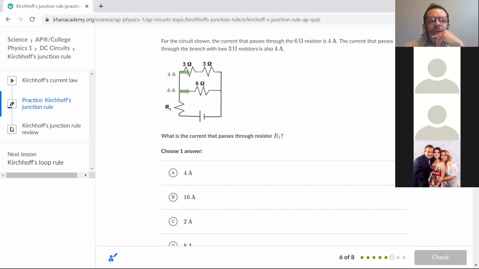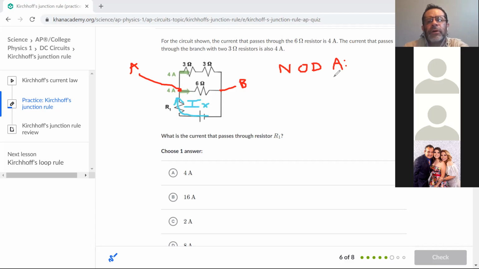According to the circuit we have here, the current that passes through the 6 ohm resistor is 4 amps. The current that passes through the branch with the 2 resistors is also 4 amps. What is the current that passes through resistor R1? We're going to do the same thing. Let's say that there's a node A here. We already saw that if the nodes are connected to the same branch, the equations are going to be the same. I'm going to call the current I'm looking for that's going through R1 Ix also.